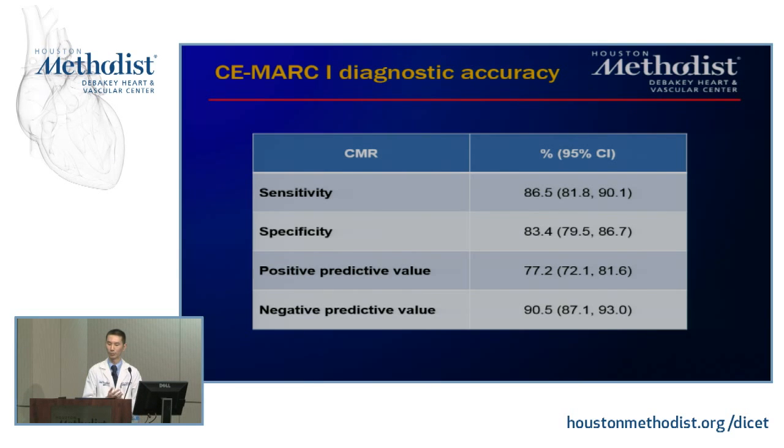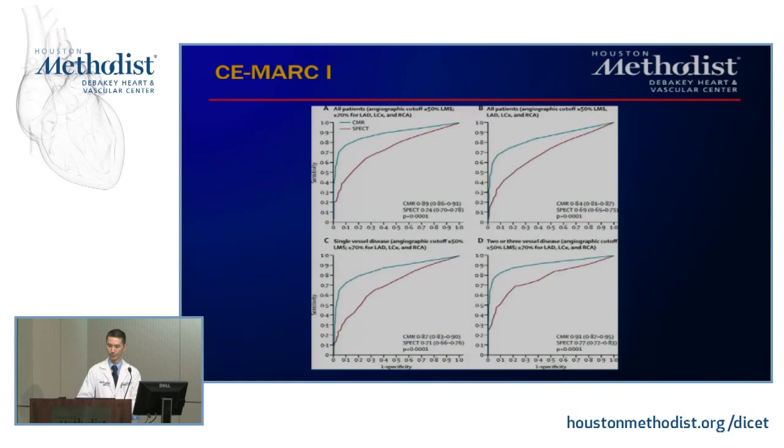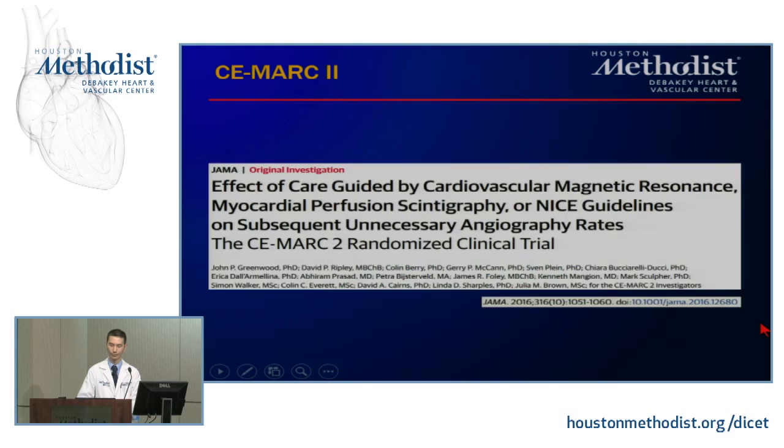You actually had sensitivity and specificity of CMR for detecting significant lesions in the 80s. This is the ROC curves showing CMR compared to SPECT in the same patient populations. You can see the C statistic was a bit better for CMR compared to SPECT, looking for significant lesions: greater than 70% in panel A, greater than 50% in panel B. And this is for single vessel lesions versus 2 to 3 vessel lesions.